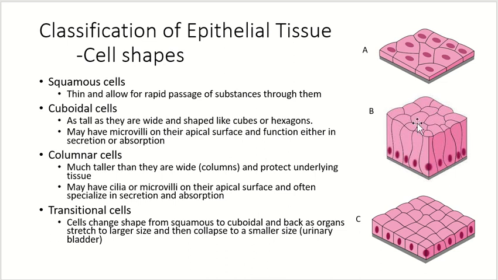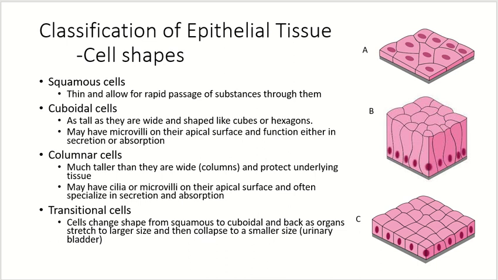And then last but not least, we have our columnar cells. These are going to be shaped like columns, and as such, they are going to be taller than they are wide. As you can see, our little columnar cells. And these are also going to be excellent at protecting underlying tissue. These columnar cells may also have either cilia or microvilli on their apical surface, on their top surface there, and are often going to be specialized for secretion or absorption. We find these guys lining the gut for secretion or absorption of various enzymes and absorbing various nutrients. All very important cells. We find a lot of these guys in the gut.